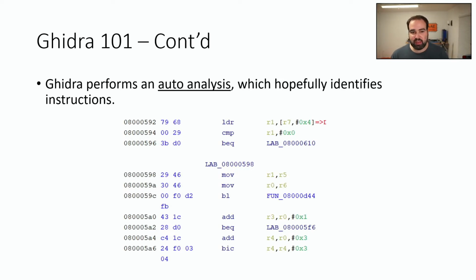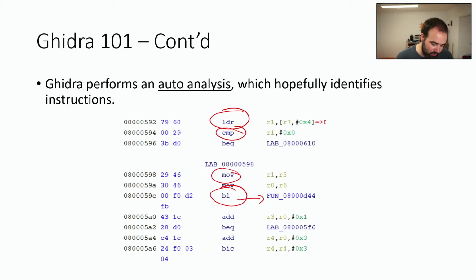Once you load a file in Ghidra, you basically perform an auto analysis, which hopefully identifies instructions like this. You can see, when we looked at that ARM assembly code, we had load instructions, compare instructions, move instructions, things like that. And we have our branch instructions, so we're branching to a function. Although now we don't have any understandable name, because the assembly code has no idea what you called your functions. So it just gives it a function name based on the address it's jumping to.